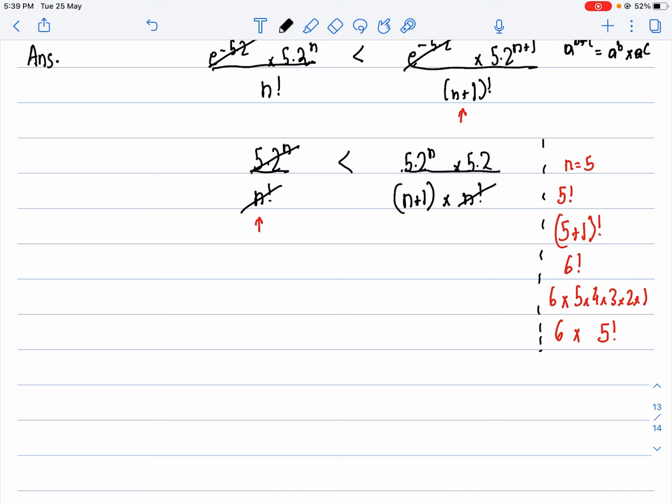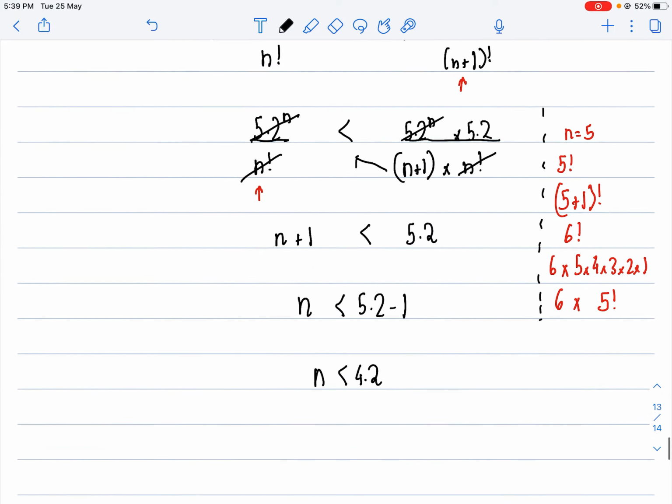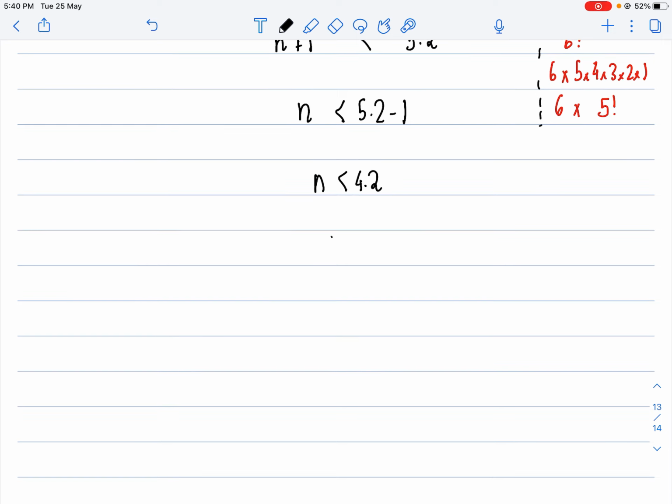Correct? Now, I can cancel this on both sides. So I'm left with, and I can take this up here to get n plus 1, which is less than 5.2. So I can write this as n less than 5.2 minus 1, which gives me n is less than 4.2. So the maximum value for n, the largest possible value for n, is simply 4. Correct? Because n can't exceed 4.2. That's why.